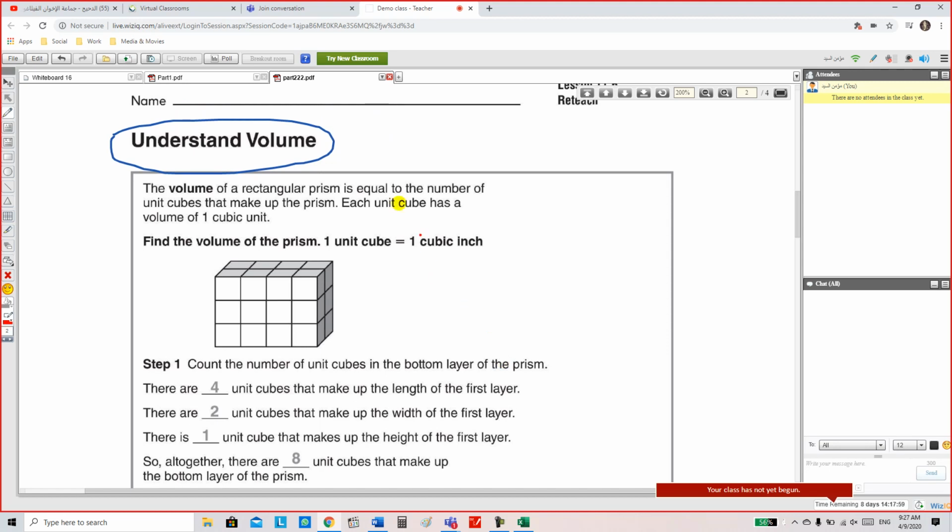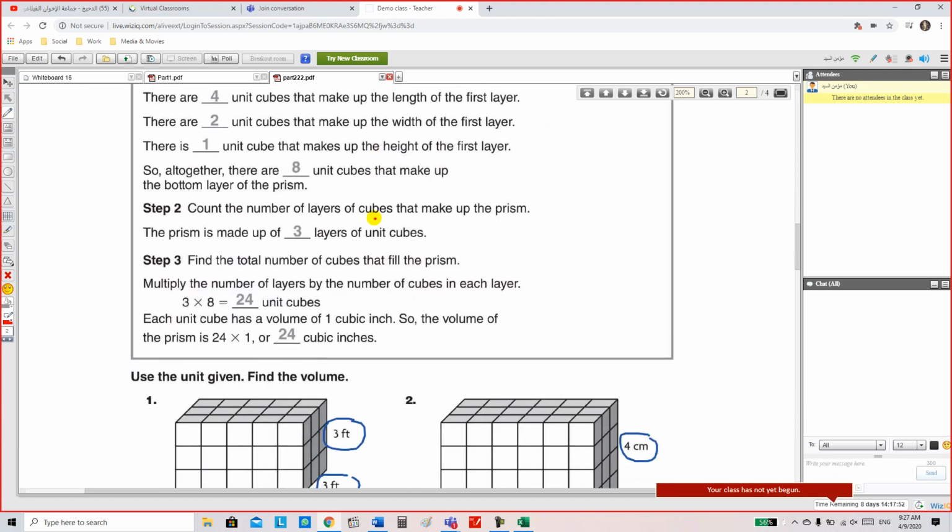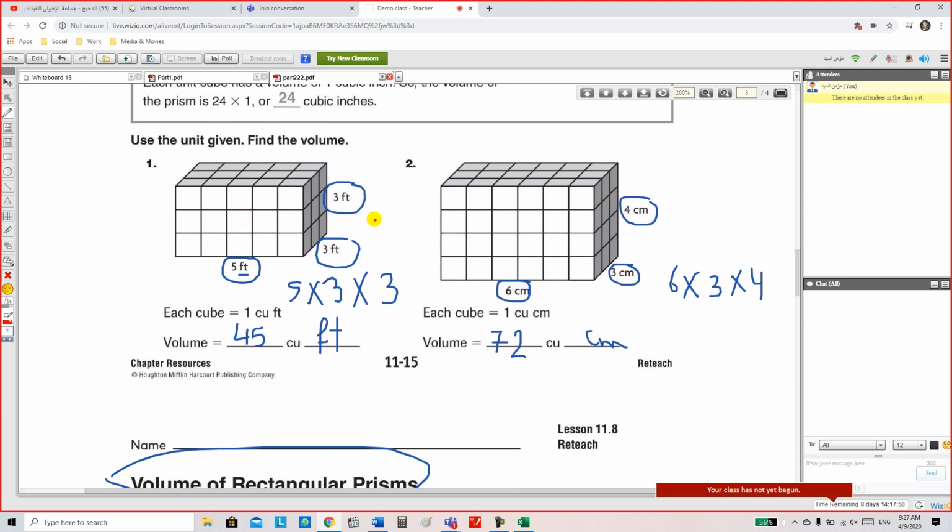The next page is about how to understand the volume. Okay, the volume is about the number of unit cubes in the figure. Okay, let's count. We have here 1, 2, 3, 4, 5. So this 5 cubes is about 5 feet as length. And we have here 3 cubes as width. And we have another 3 cubes as height.